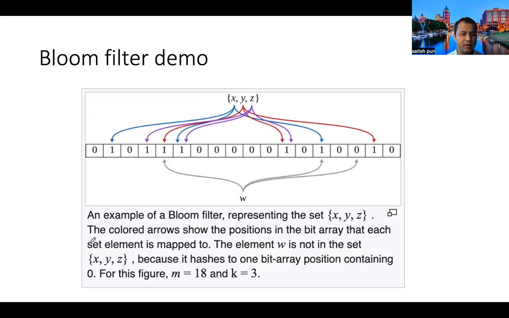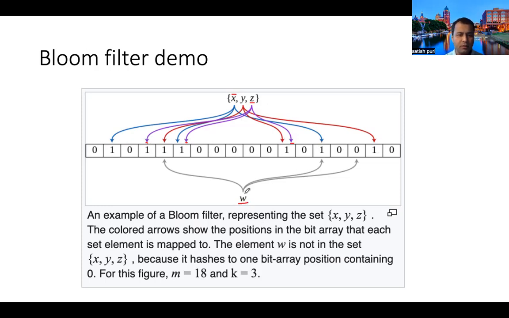Let's take a look at query one more time. Let's say X was inserted, and this blue color is showing which bits became a 1 because of X. Similarly for Y, 3 hash functions were applied. And then similarly, Z was inserted, and it turned these violet or purple bits into a 1. Now, when you search for, let's say, W, was W inserted in the data structure? Does the Bloom filter contain W?